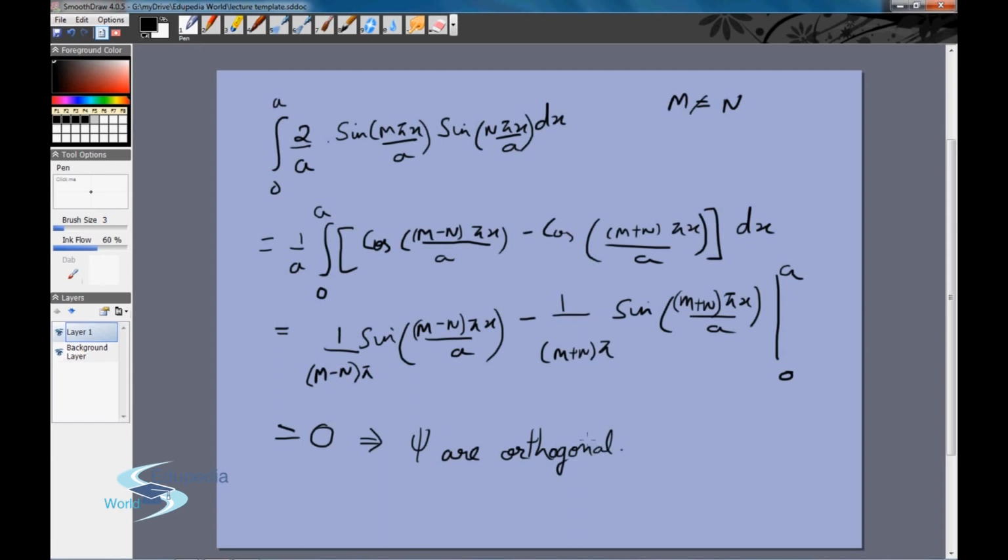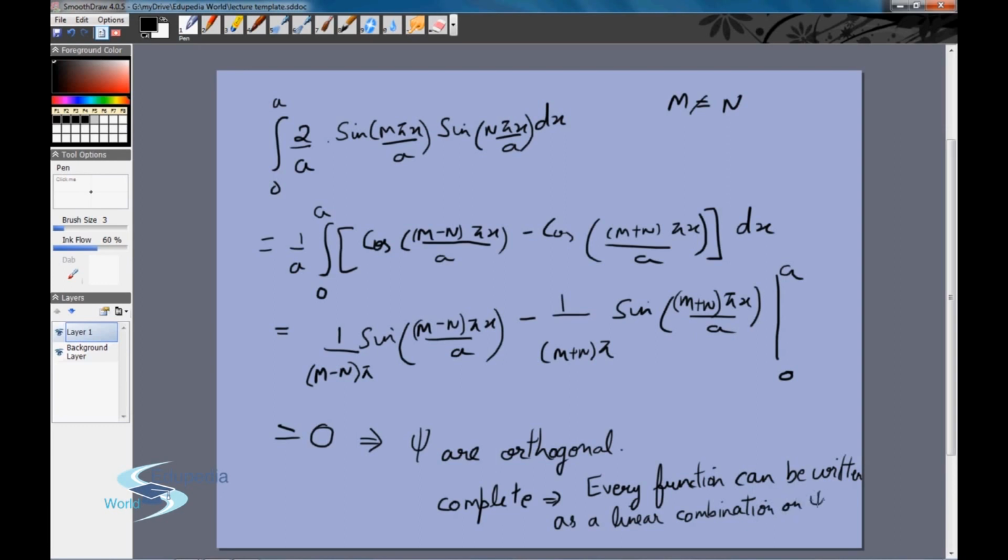The second thing I stated was that the wave functions are also complete. And complete means that every function, or every possible state, can be written as a linear combination of psi n of x, which are the stationary states. So remember, the stationary states are the ones in which the expectation value of quantities is constant and in which the energy always is the same value, that is n squared pi squared h bar squared by 2ma squared.